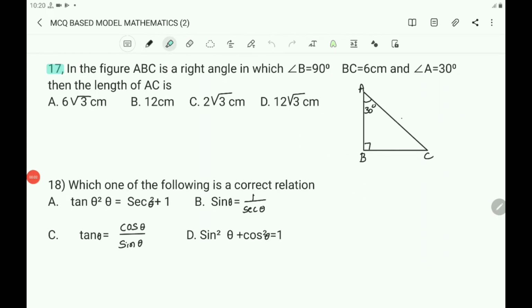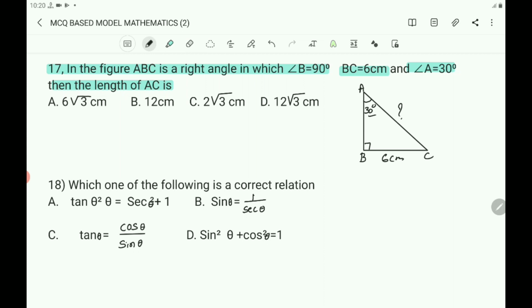Now take the 17th question. In the figure, ABC is a right angle triangle in which angle B equals 90 degrees, BC equals 6 cm and angle A equals 30 degrees, then the length of AC. In the figure, what is given? Angle A is given and its opposite side BC is given. How much? 6 cm. What we have to find out? We have to find the length of AC, that is the hypotenuse.